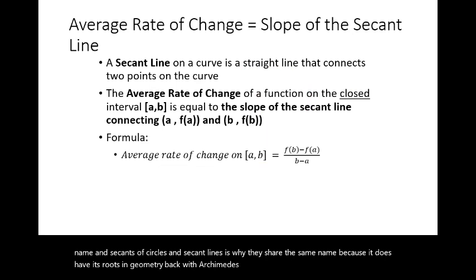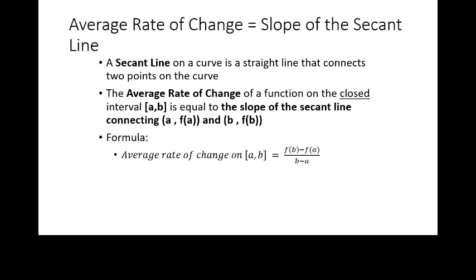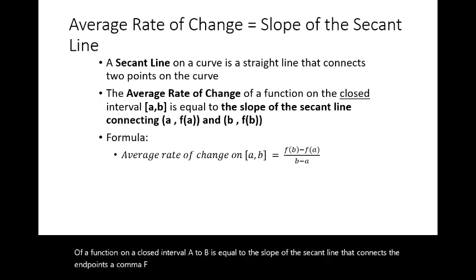Just to recap from the last few videos, the average rate of change of a function is equal to the slope of the secant line between the endpoints. A secant line on a curve is a straight line that connects two distinct points on that curve. The average rate of change of a function on a closed interval a to b is equal to the slope of the secant line that connects the endpoints a, f of a and b, f of b. The formula, which is really the slope formula, is f of b minus f of a over b minus a.